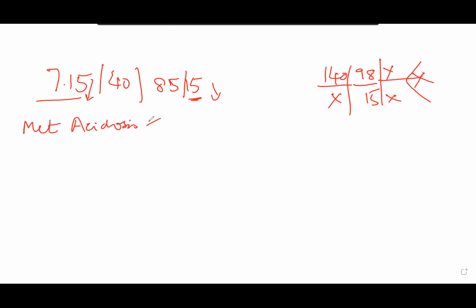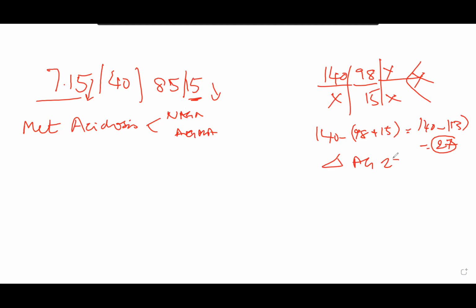The question is, is it AGMA or NAGMA? For that, what do I require? Anion gap. Sodium minus chloride plus bicarbonate. That is equal to 140 minus 113, right? Yes, sir. Equal to 27. 27 is higher. So what is my delta AG? 27 minus normal 12, which is equal to 15. My delta AG is equal to 15. So I am in a situation of anion gap metabolic acidosis.